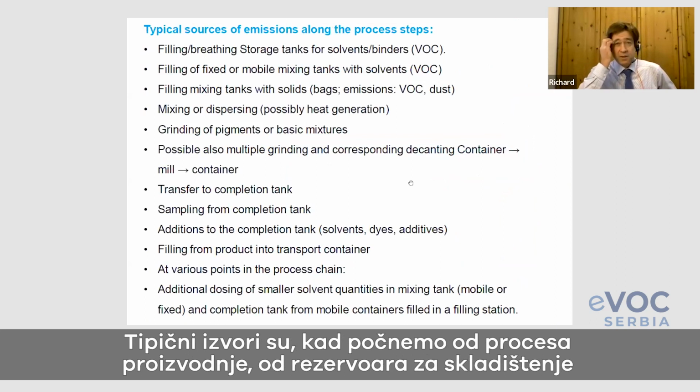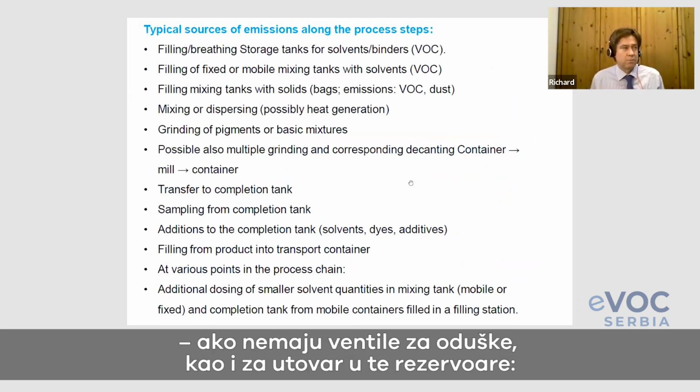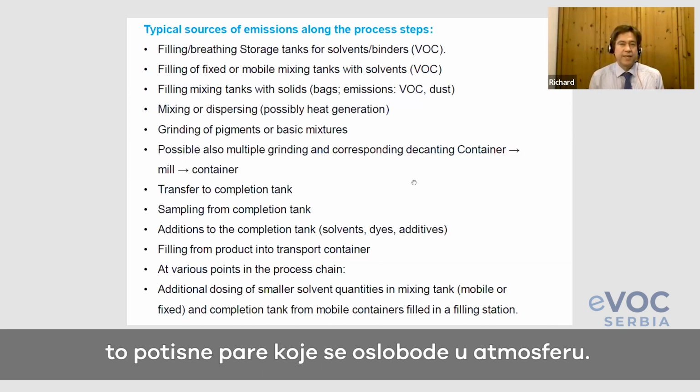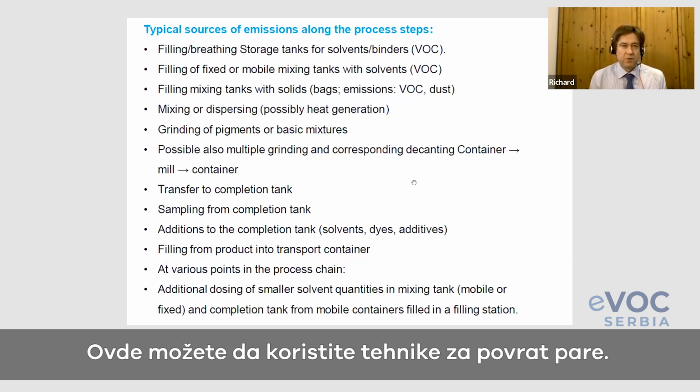The typical sources are, of course, when we start from the production process, the storage tanks, for example, if they have no special breathing valves. And for the loading of those solvent tanks, if they are empty and the road tanker is coming, then if you load this storage tank, those vapors would be displaced to the atmosphere. Here you can use, for example, the gas balancing techniques.